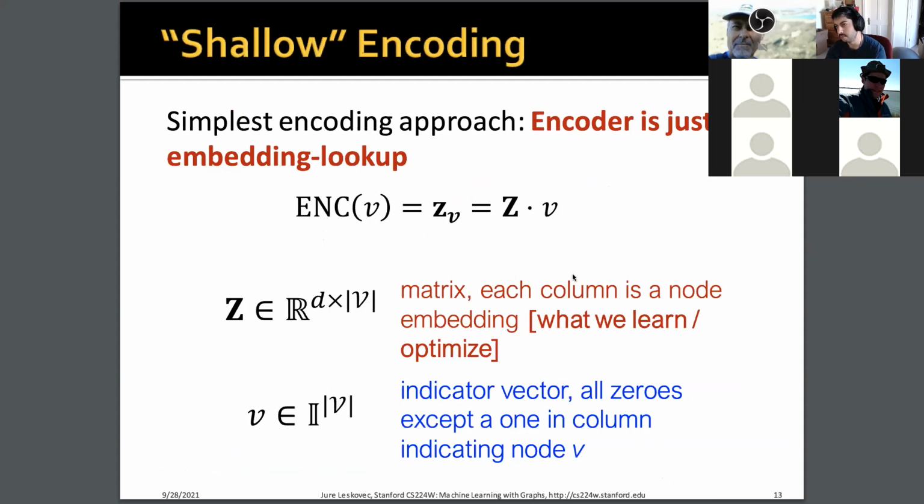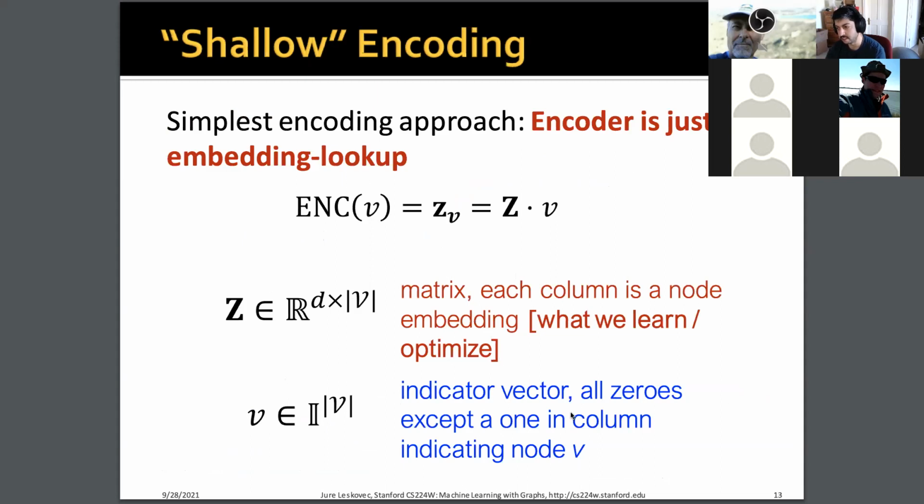So we'll start by looking at the shallow encoding step, and this is what we'll use for the rest of it. But in later chapters, we'll look at things that are a bit deeper. So the simplest possible approach is you just embed every single node as its own vector. So it's just a big lookup table, basically.